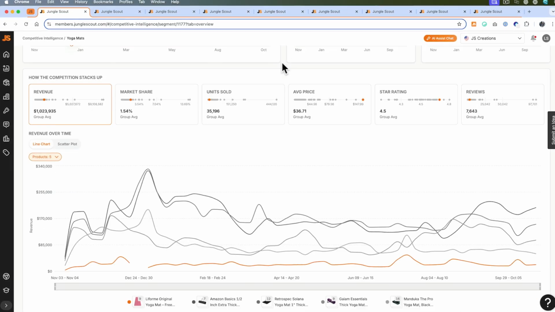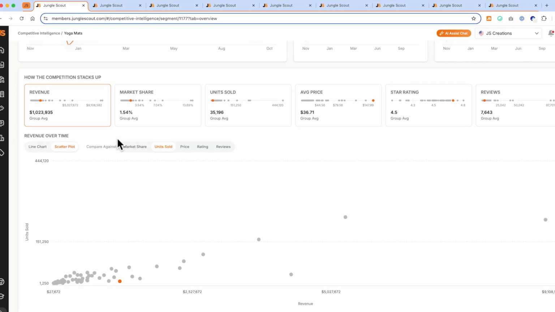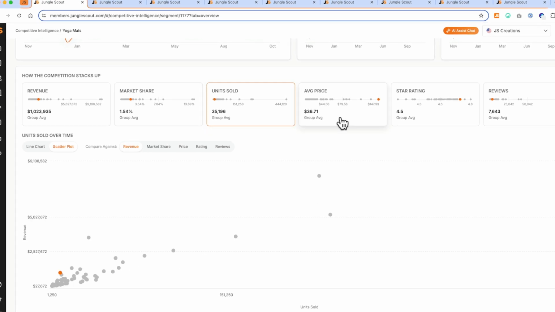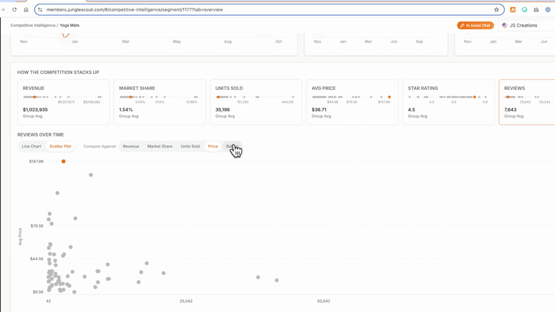In short, these scatter plots are powerful tools within competitive intelligence that help you spot opportunities and identify challenges in your market. Just remember to use these patterns as directional insights and always test your assumptions before making major changes. What works for one product might not work for another, but by leveraging these insights, you're stacking the odds in your favor.